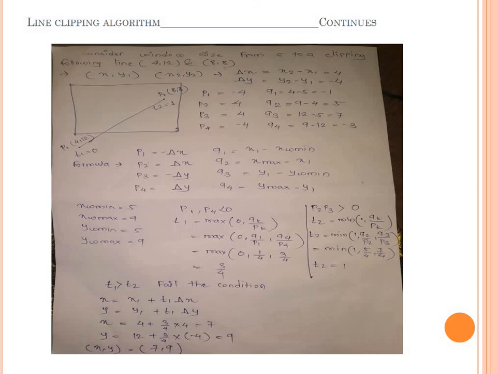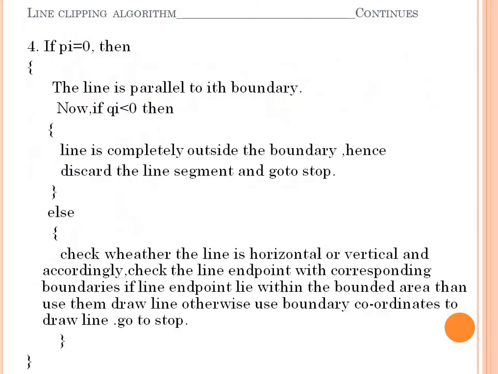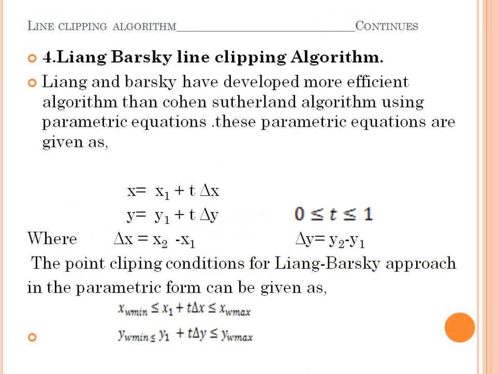Once again I will explain, so you are not confused in this algorithm. First of all, in the Liang-Barsky algorithm there are two parametric equations, x and y. We calculate these parametric equations, then we know the x1, y1 values and delta x and delta y values, and we only calculate the t value. The t ranges from 0 to 1, that is t1 is equal to 0 and t2 is equal to 1.